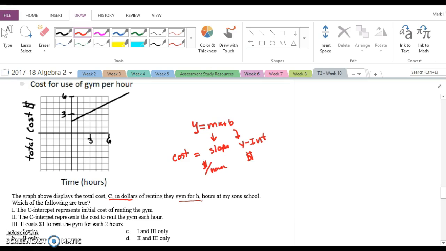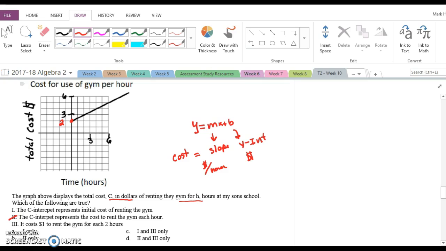So now we look to see: the y-intercept represents the initial cost of renting the gym. Well, that's true. This would be, it looks like $2 right there. The y-intercept represents the cost to rent the gym each hour. That's not true. It costs $1 to rent the gym for each 2 hours.